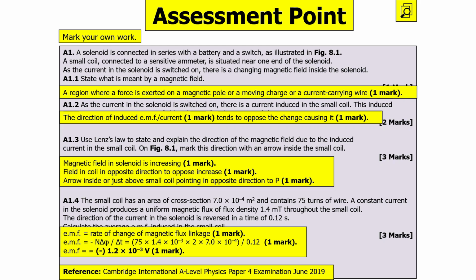Finally, EMF is equal to the rate of change of magnetic flux linkage, so that's minus N delta phi over delta t. So you can pop in all the values from the question. Remember, we can work out phi by doing BAN to work it through that way, so you can work it out and we get minus 1.2 times 10 to the minus 3 volts.